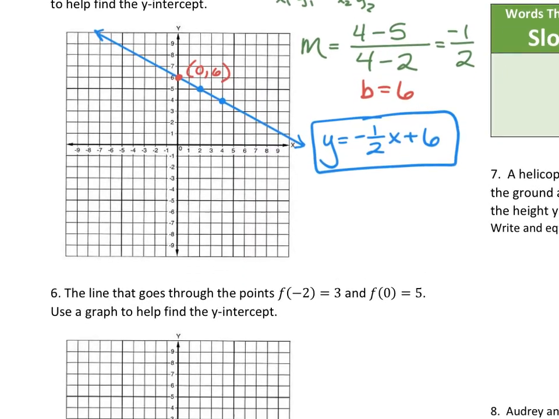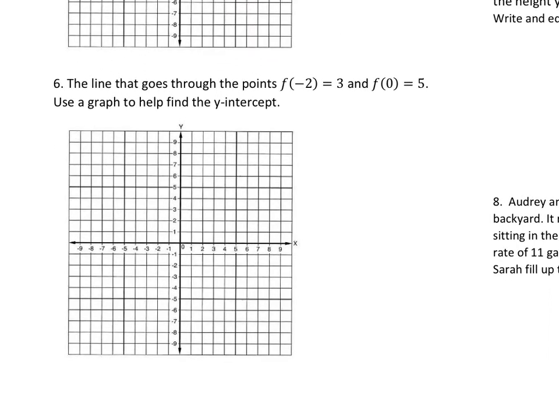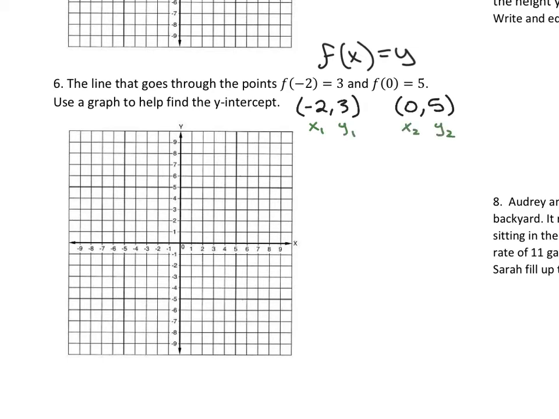Now I want you to try one of these. Now you might look at number 6 and say, oh, Miss Quigley, they did not give us coordinate points. And they totally did. Remember, this is function notation, and function notation is f of x equal to y, which means they still gave us an x and a y for each of these coordinate pairs. X, y, x, y. We can totally write these as coordinates, just like we learned in function notation. f of -2 equal to 3 is the coordinate pair (-2, 3), and f of 0 equal to 5 is (0, 5). Now we have our x1, y1, our x2, y2.